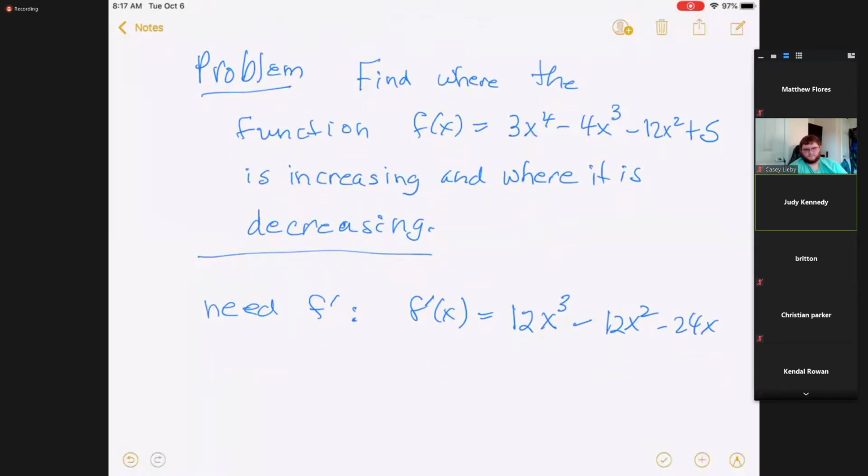Well, I want to know where f prime is positive, the intervals where f prime is positive, and the intervals where it's negative. Yeah, I want to figure out where it's positive and where it's negative. So where does it change from positive to negative? That's a key question. To change from positive to negative, it either has to go through 0 or it doesn't exist.